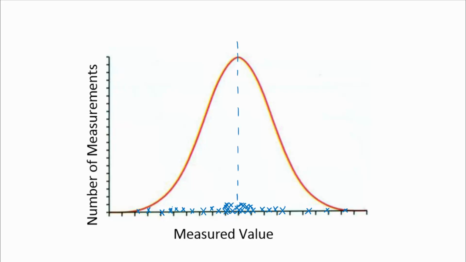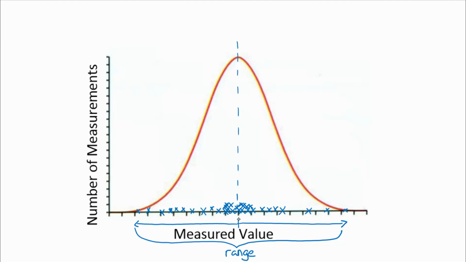And for the purposes of our Year 11 analysis of data, we're going to call this distance here between the most extreme value on each side, that whole distance there, the range. And we'll often refer to the half range, which is obviously just that length of one of those from the center out to the extreme value.